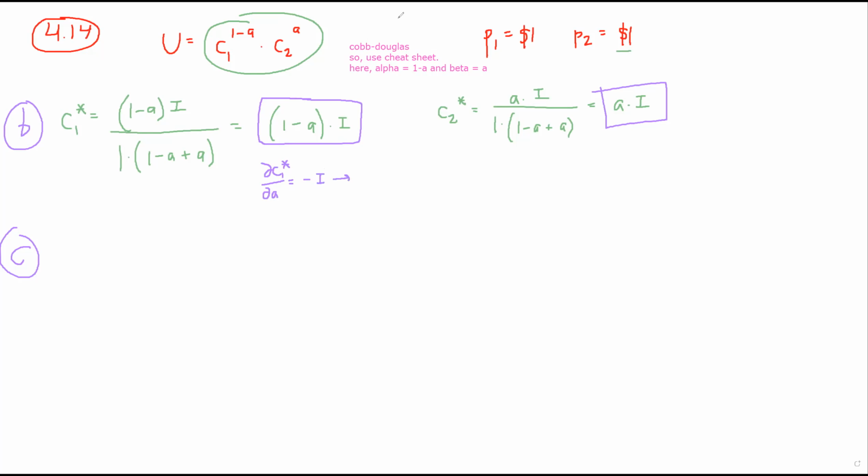So what does that even mean? That means that as A increases, C1 star decreases. I don't even think it seems useful. We'll ignore that. Back to C, though.